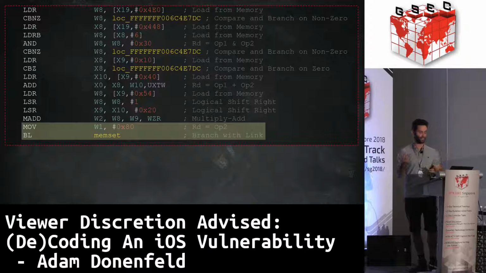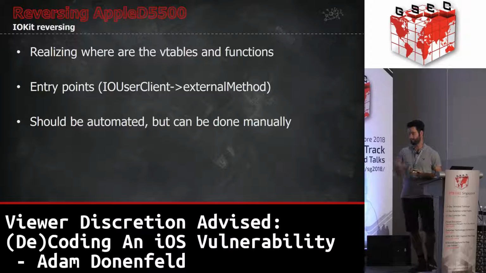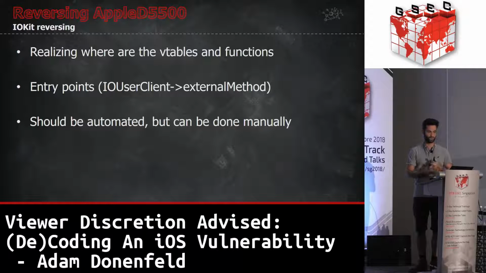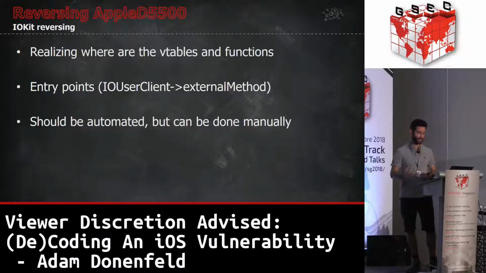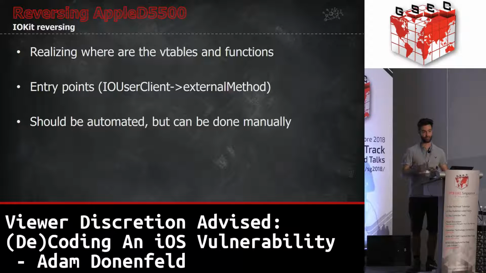And for that, I had the kernel tracing technique. I'm not going to go deeply into that, but basically there are some key rules when you start reversing a driver. First of all, you have to know where the vtables are and where they point to. And if you can automate that, that would be fantastic. You have to know the entry points to the driver. In Linux, it's ioctls. In iOS, it's external methods most of the time. And again, I highly recommend automating that. It is possible to do that manually, but it's really not fun.